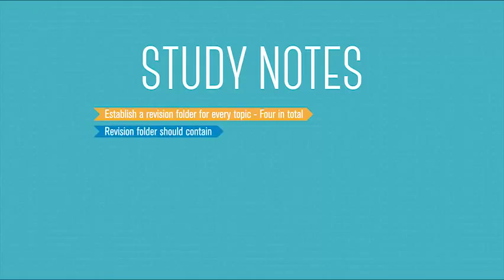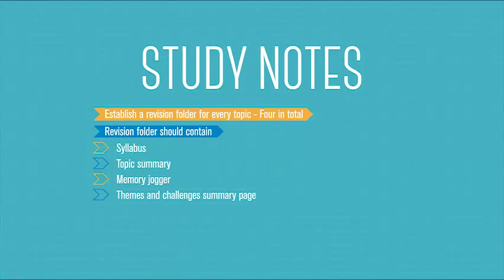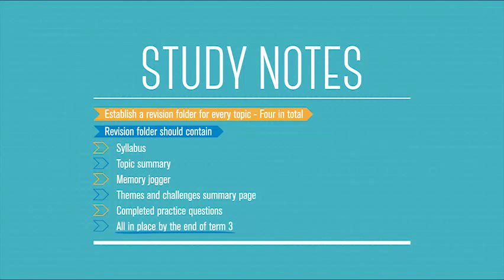In your revision folder, you should put a copy of the syllabus, the topic summary that you're going to complete throughout the year, something that I call a memory jogger. You need a themes and challenges summary page, and you also need to put in all of those practice questions that you will complete for each of your topics throughout the year. All of this needs to be in place by the end of term 3.